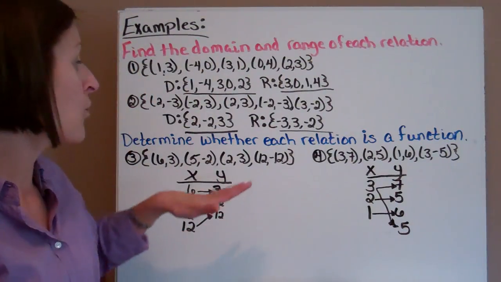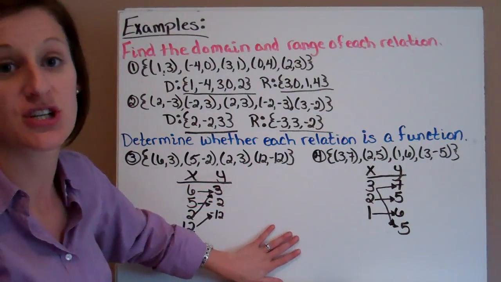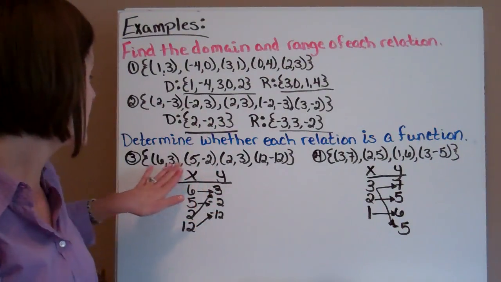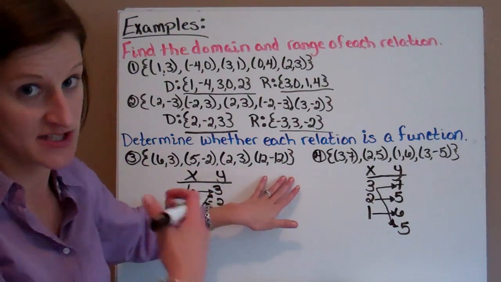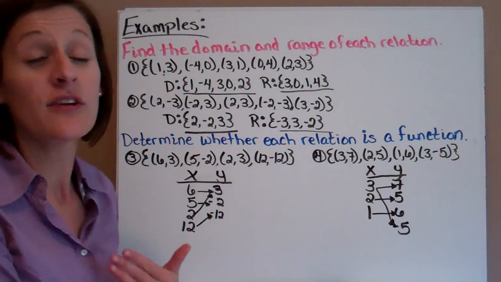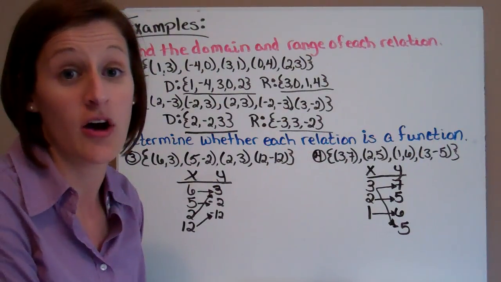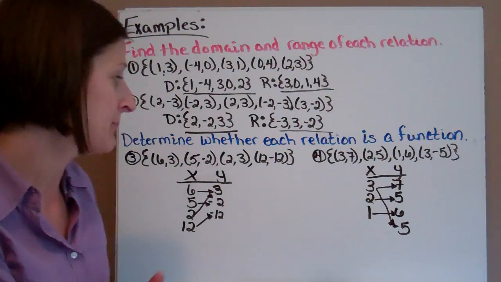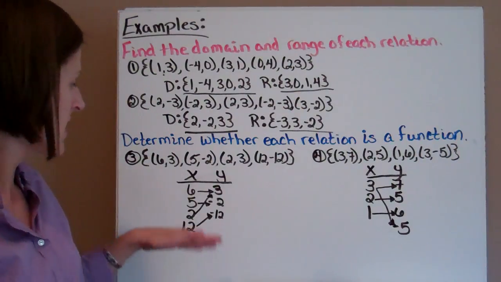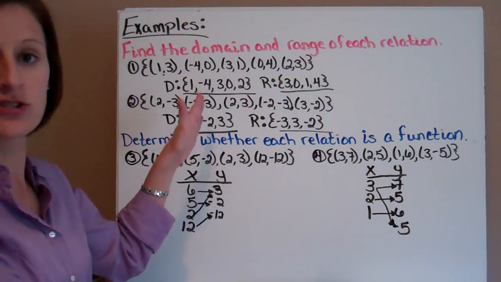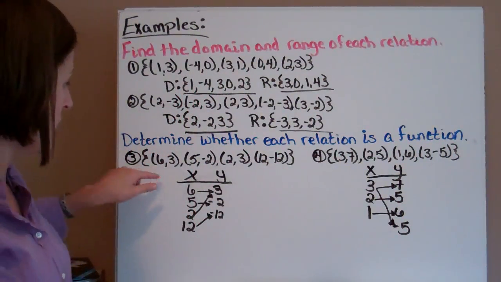Alright, now we're going to determine whether each relation is a function down here. I give you a set of ordered pairs, which is the relation, and we're going to find out if it's a function by doing the mapping diagram. Now, a mapping diagram is this. You list your x values, you list your y values, just like I did here.